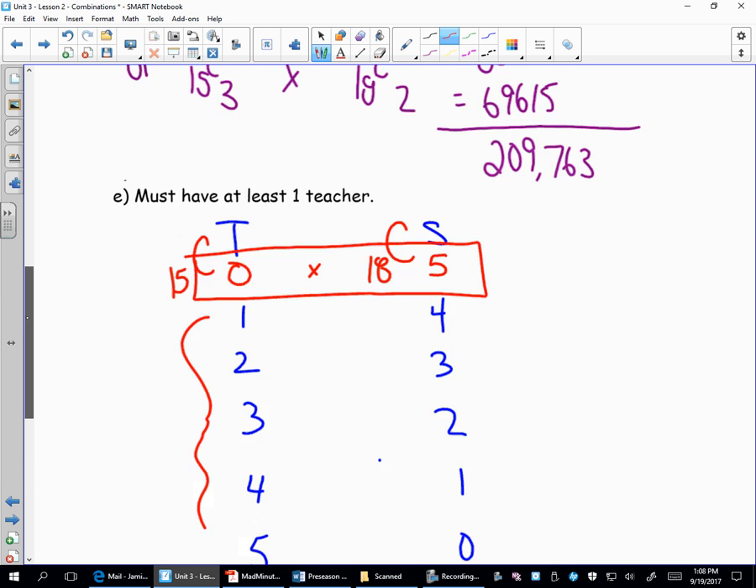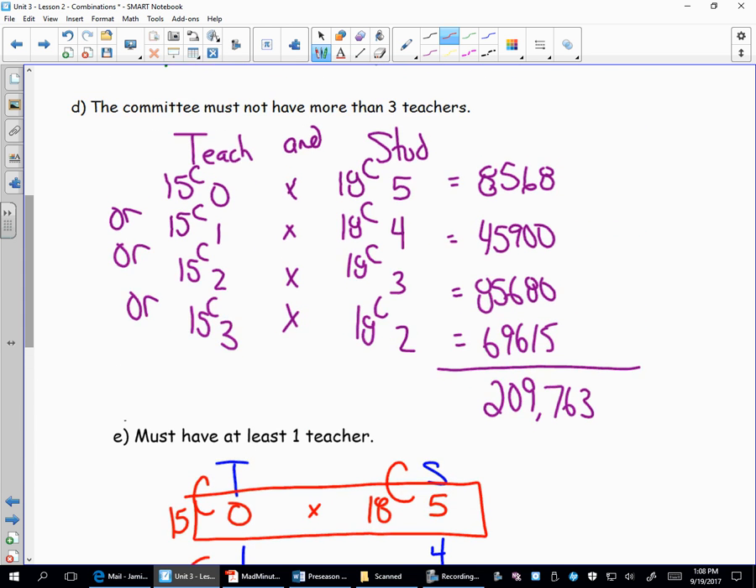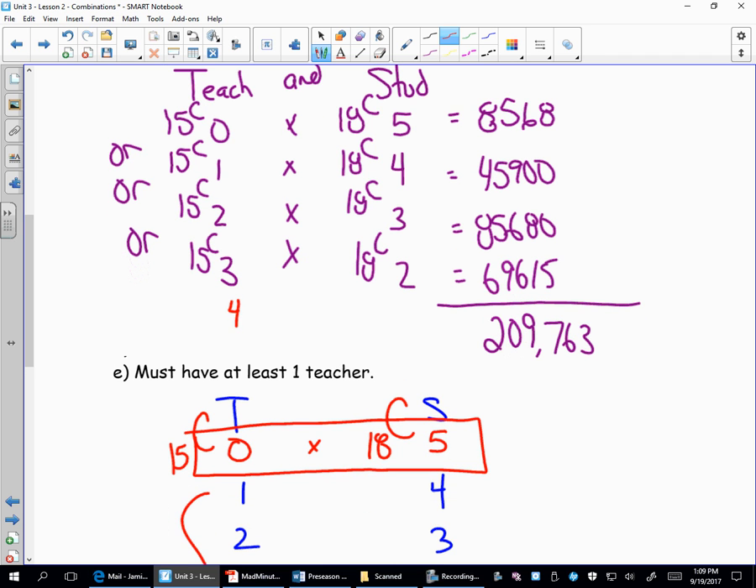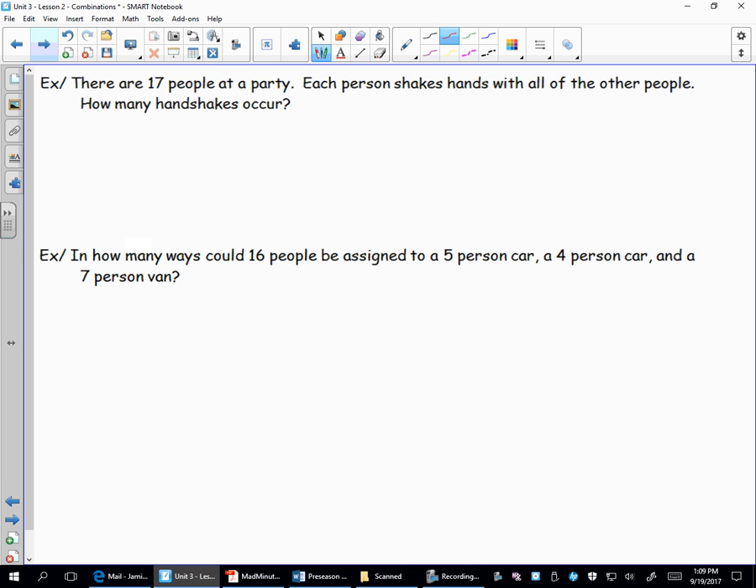Now, theoretically, I suppose you could have done this previous question that way too. And you could have gotten rid of the case of 4 teachers and 1 student, or 5 teachers and no students. And that actually would have been faster, and it does work. But it's kind of your choice which way you want to do this, direct or indirect. All right, I got 2 little examples left for us. Let's take a look at them.